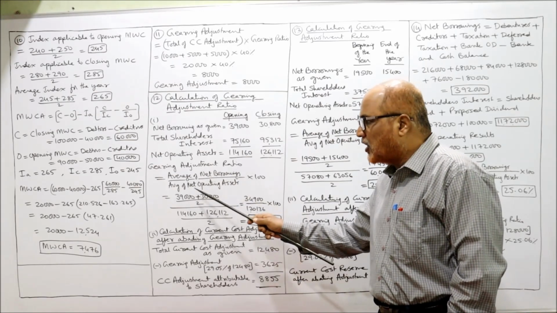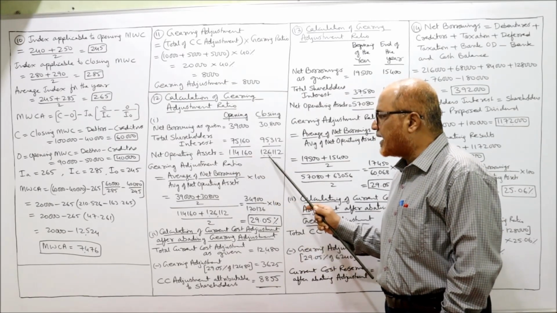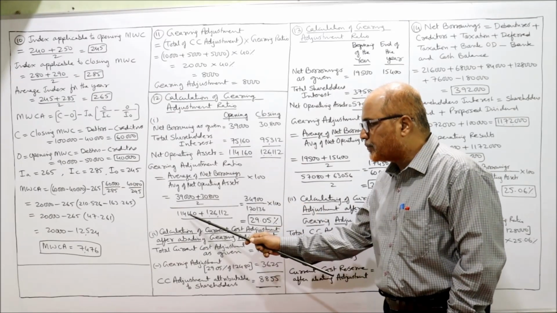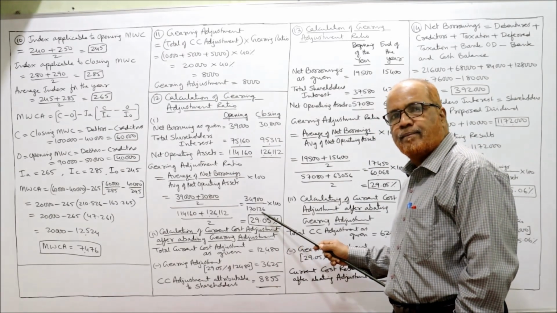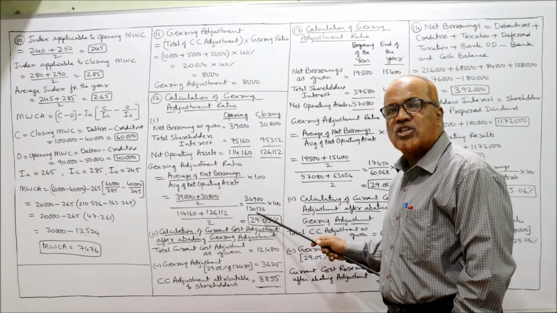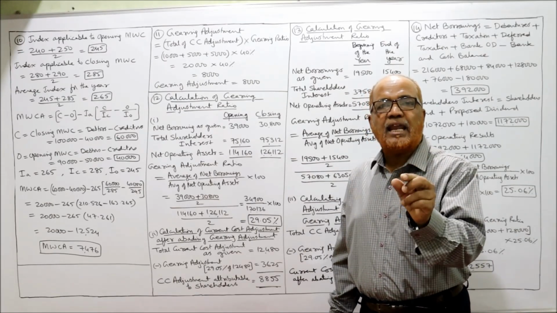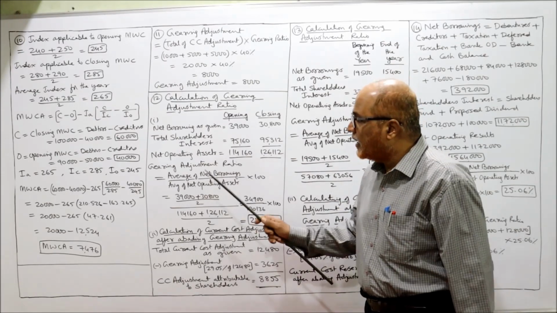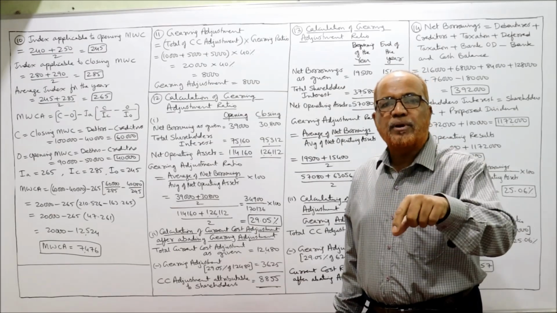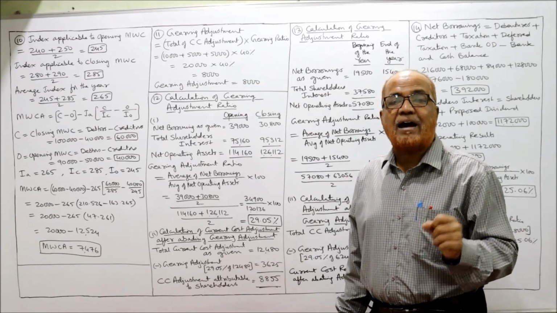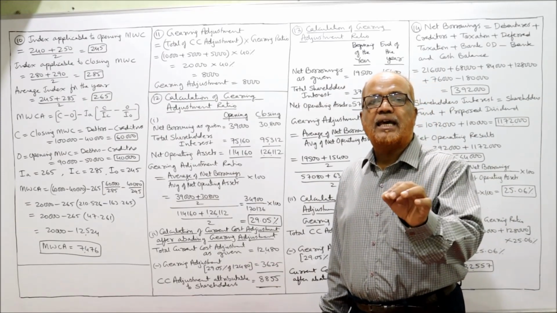This is the average net borrowings. Denominator, average net operating assets. Operating assets are 1,14,160 opening, 1,26,112 closing. Add up these two, divide by 2. So average net operating assets is 1,20,136. Average net borrowings divided by average net operating assets into 100 gives 29.05. This is the gearing adjustment ratio. First time we are applying it. Remember this formula: the numerator we want is average net borrowings, the denominator is average net operating assets, into 100. So we got 29.05% as the gearing adjustment ratio.